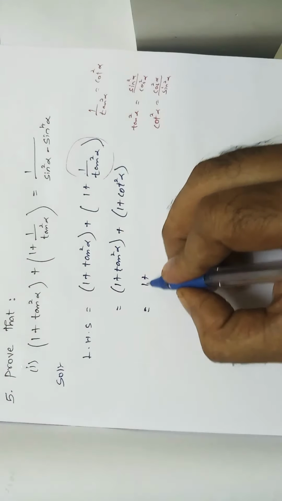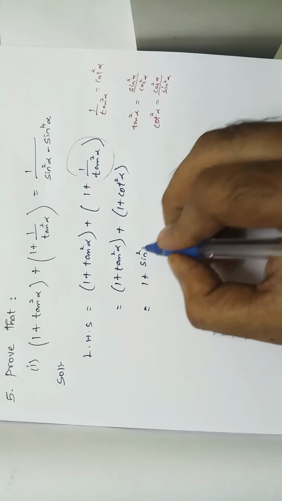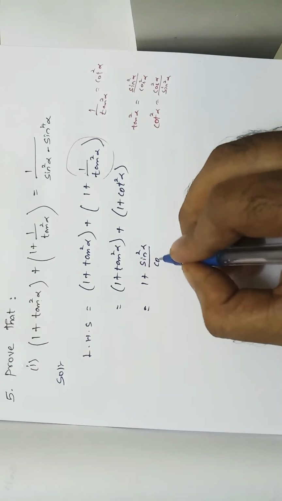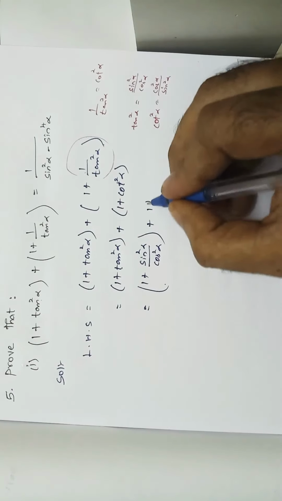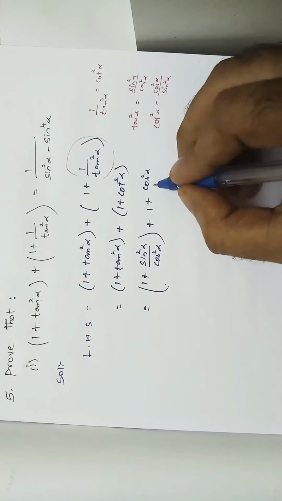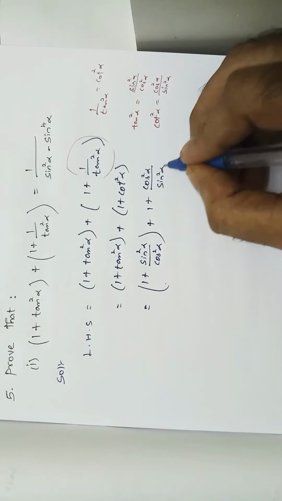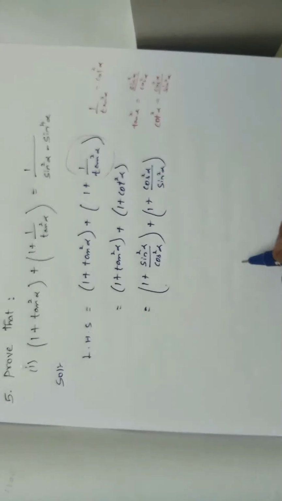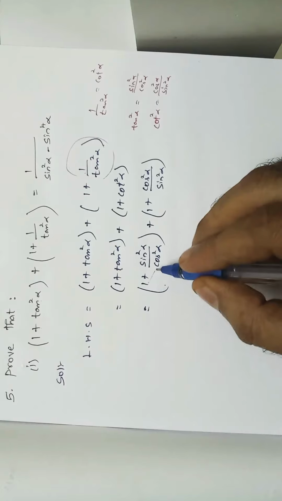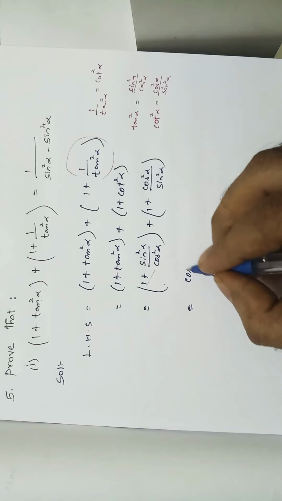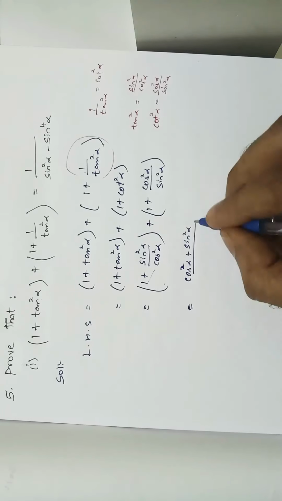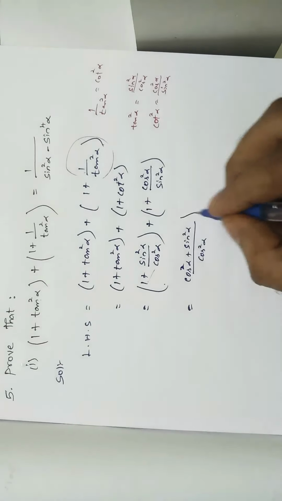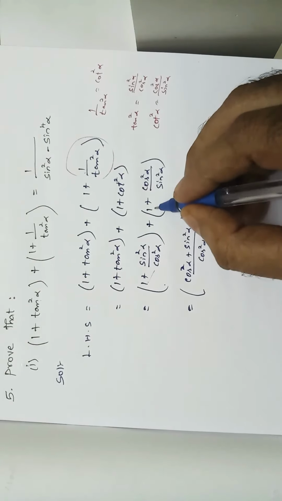So it is equal to (1 plus sin square alpha divided by cos square alpha), closing the bracket, plus next (1 plus cos square alpha divided by sin square alpha). Now you can do the cross multiply. So cos square alpha plus sin square alpha divided by cos square alpha, close the bracket. Next plus, same thing, do the cross multiply.